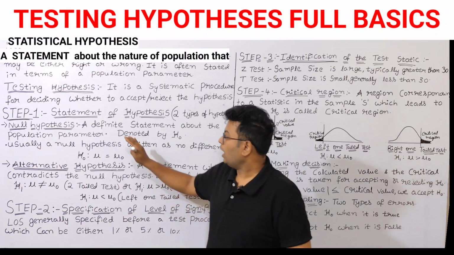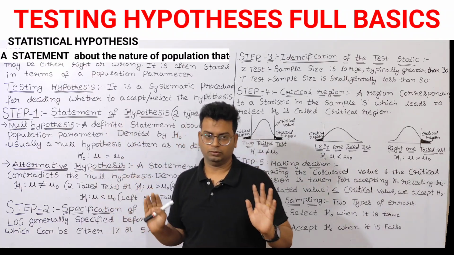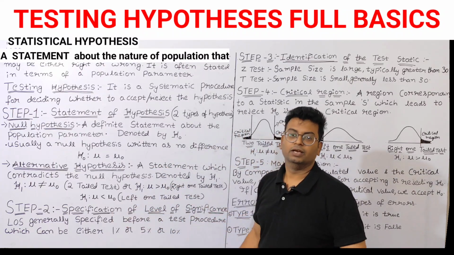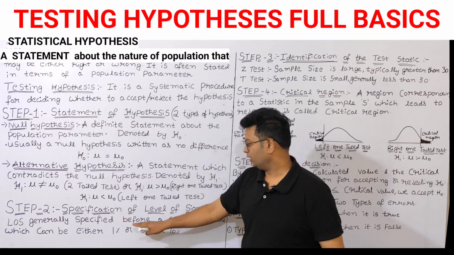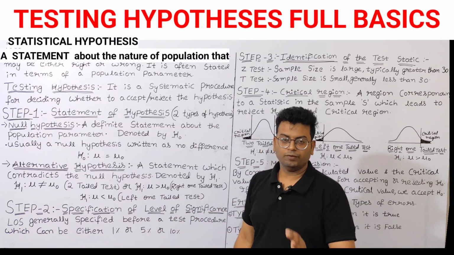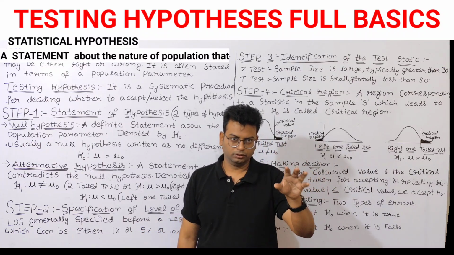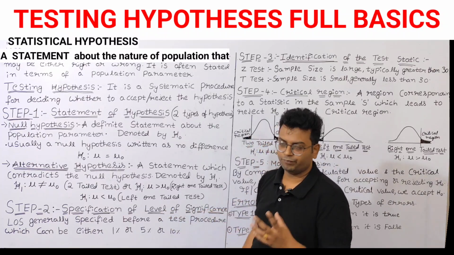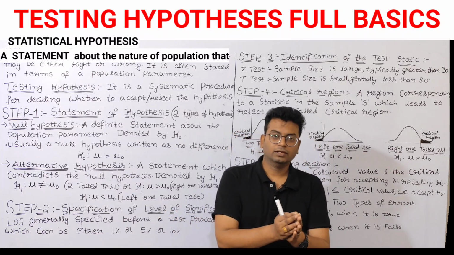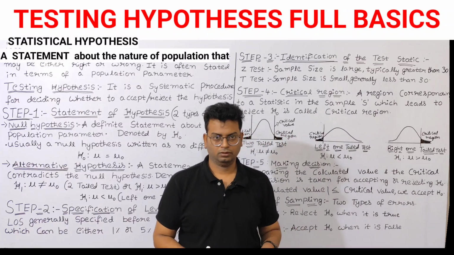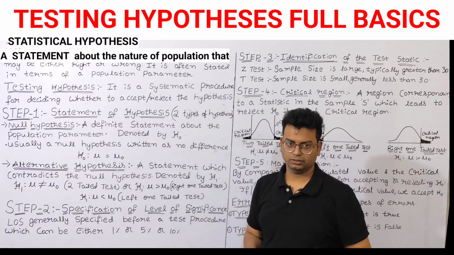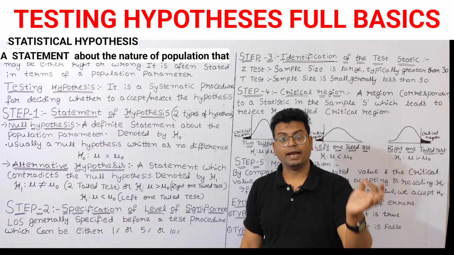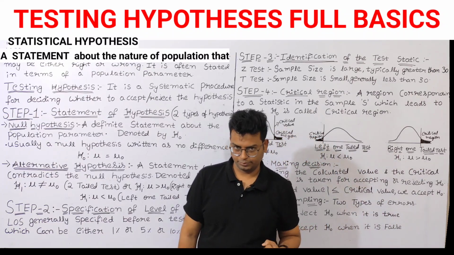After writing the statements of hypothesis, next we have to specify the level of significance. In the question, they may give 1%, 5%, or 10%. If they don't give it in the question, then we consider 5%. What does the level of significance mean? It is how much percent chance there is of rejection. This is called the level of significance. If we take 5%, there is a 5% chance to reject it and a 95% chance to accept it.